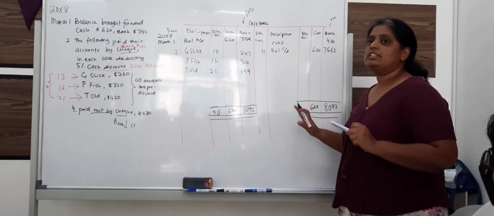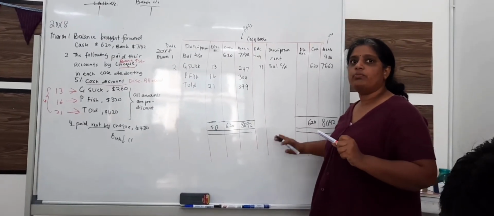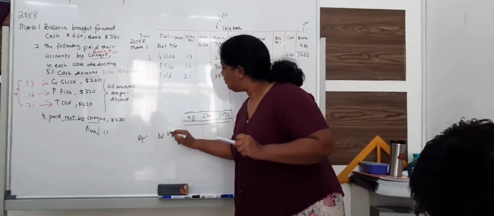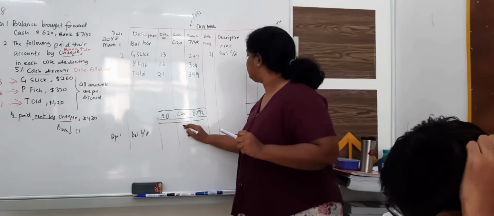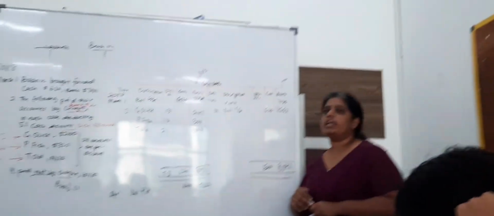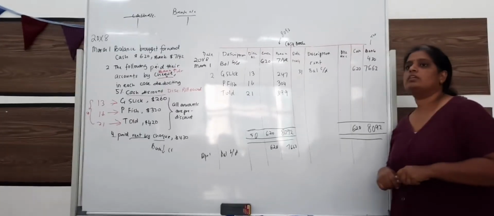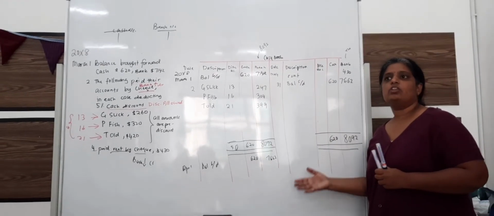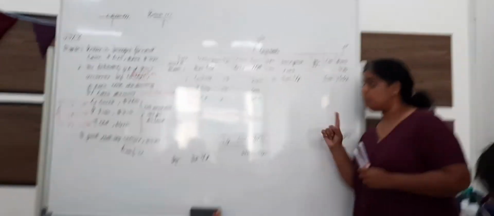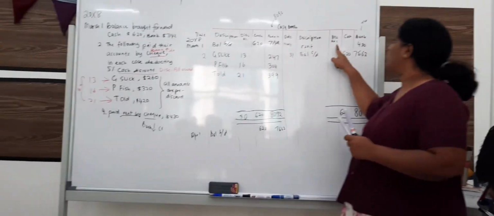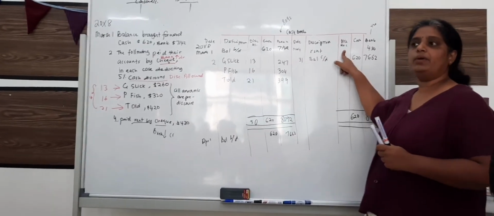So always close the account with your balance brought down. On April 1st, balance brought down. How much is it? 620 and 7662. That's it. This is how we do a cash book. After this, do you need to do a cash T account? No need. Do you need to do a bank T account? No need. But you have to open up discount allowed account and also discount received account. That I will explain later.